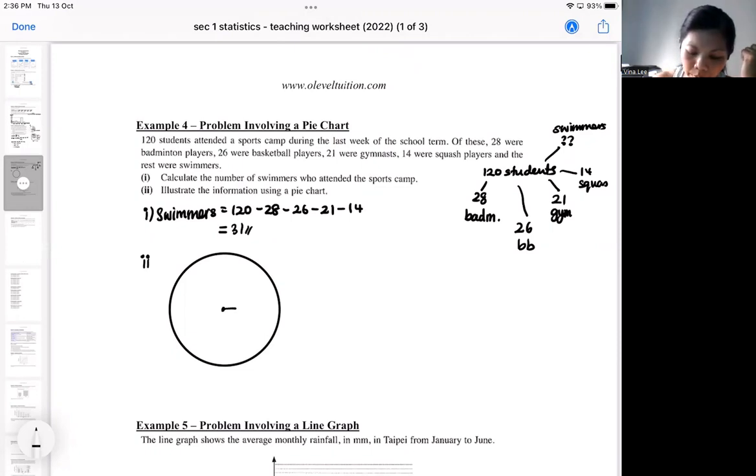Then you use a ruler to draw a horizontal line. This horizontal line is a starting point for your protractor. Obviously, I have to calculate each section. What is the angle for each section? What is the angle for badminton? What's the angle for basketball? You have to do the planning first. And what's the angle for gymnast? The angle for squash? And then the angle for swimmer.